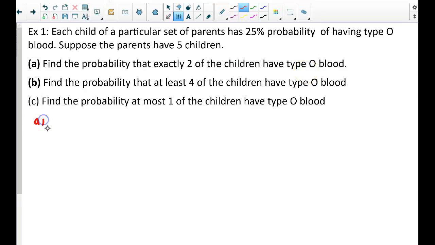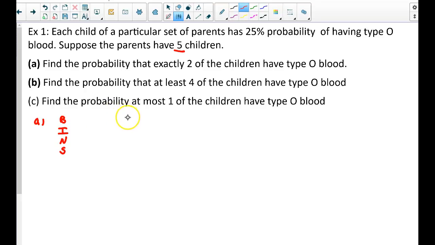So first of all, this is a classic example of a binomial distribution. We've met the conditions of BINS. It's binomial because either a child has type O blood or they don't. Each child is independent of each other, whether or not they have the gene to have type O blood. N stands for a fixed number of trials. Well, we have 5 children. And S is we have the same probability. Each child has the same chance of having type O blood.